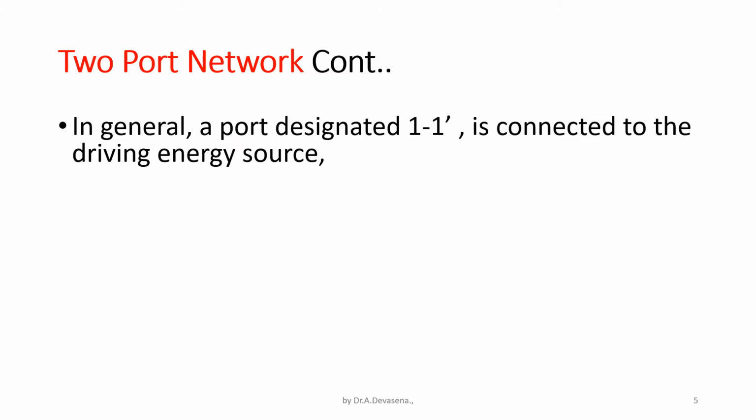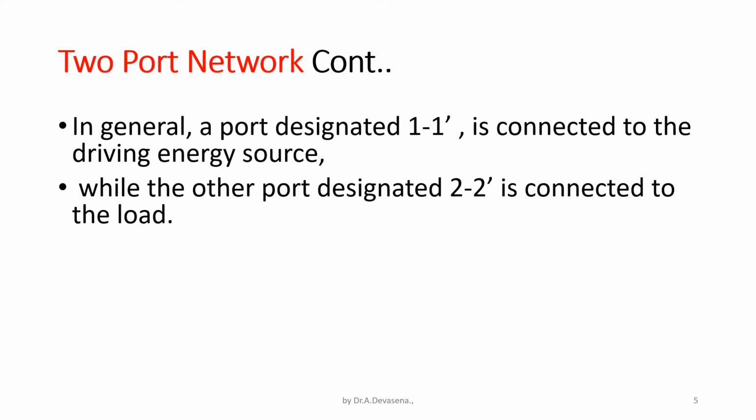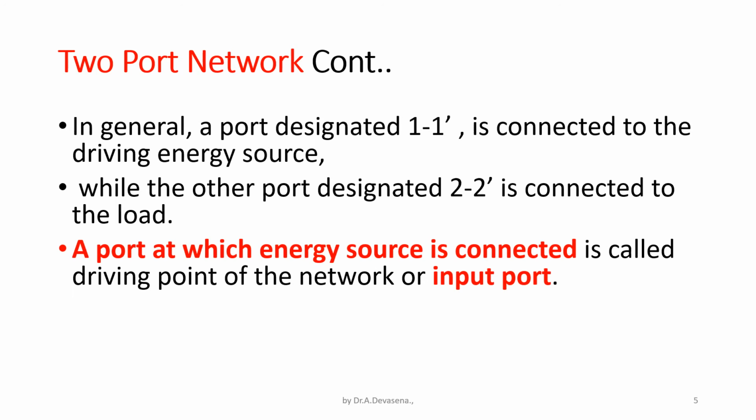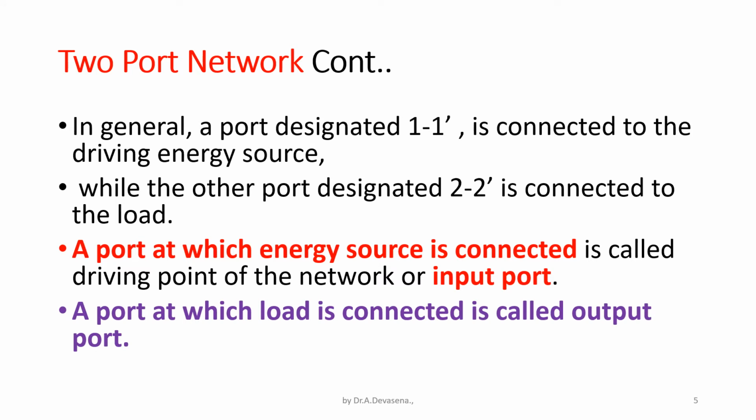In general, the port designated 1 dash is connected to the driving energy source, while the other port designated 2 dash is connected to the load. A port at which the energy source is connected is called the driving point of the network or input port. Here, port 1 dash is represented as the input port. A port at which the load is connected is called the output port. Here, port 2 dash is called the output port.